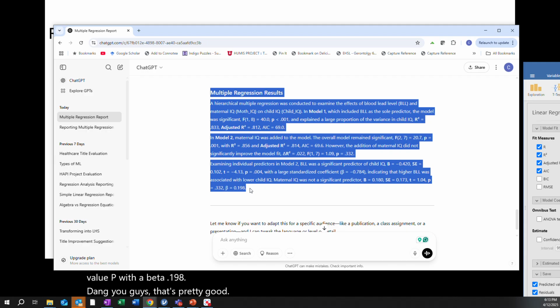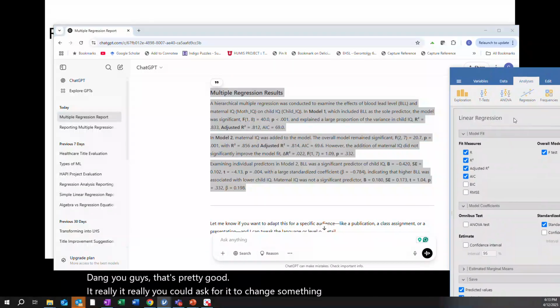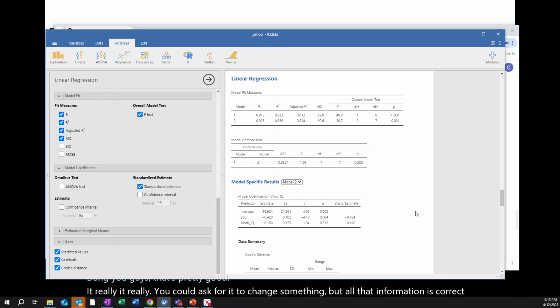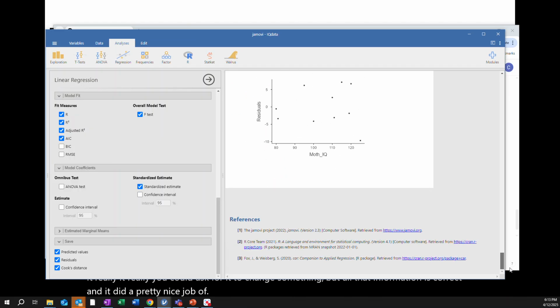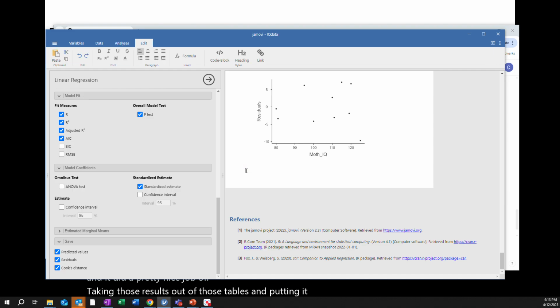You could ask for it to change something, but all that information is correct, and it did a pretty nice job of taking those results out of those tables and putting it into something. I gotta say, I'm quite impressed. I would have loved having a tool like this when I was a student.